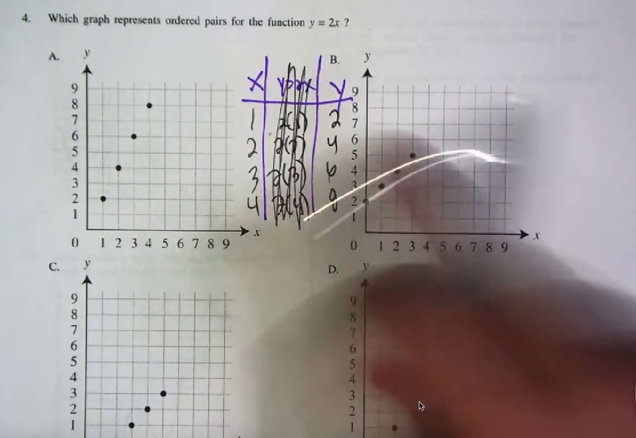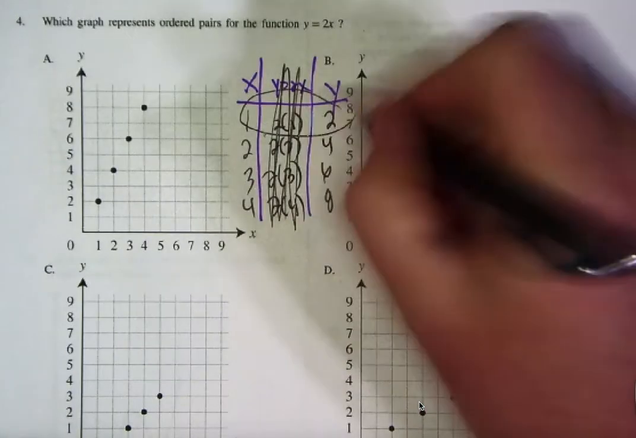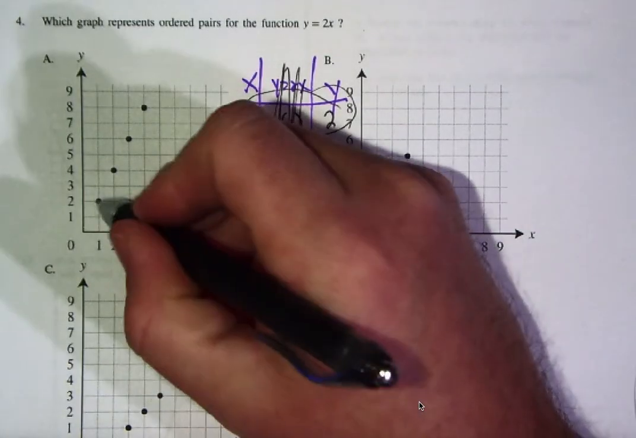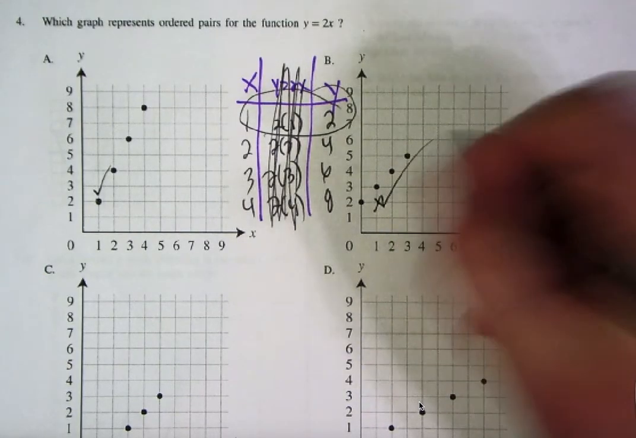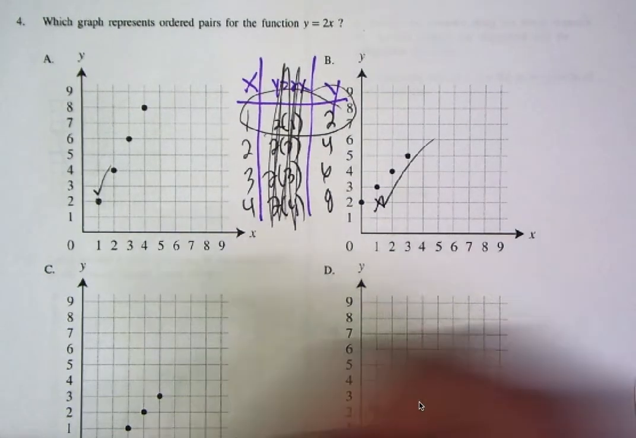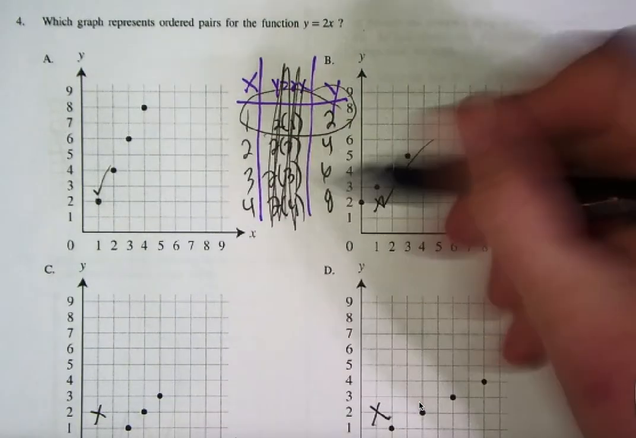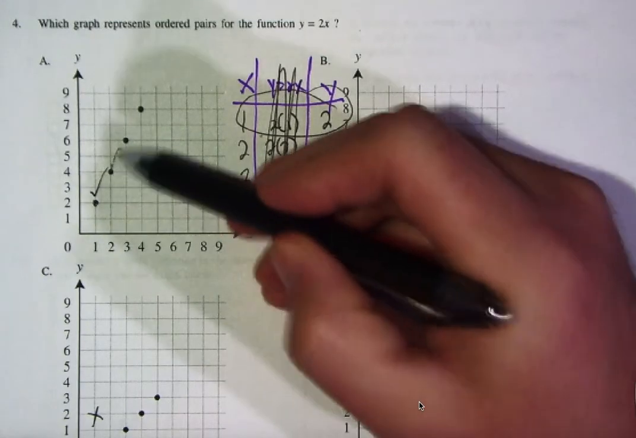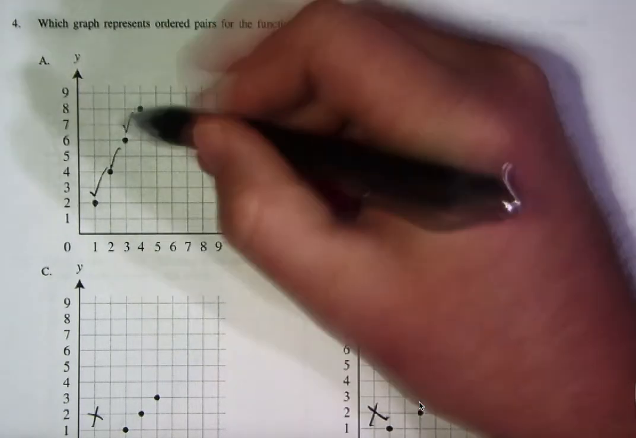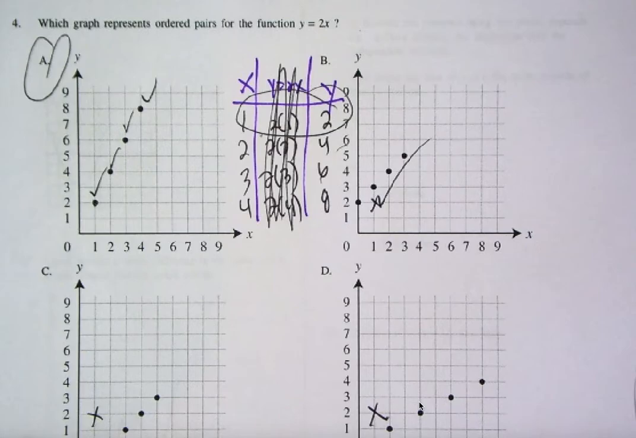So which of these graphs has all of these points? Well, let's take 1, 2, for example. Point 1, 2. This one has it. Let's check over here. Does this have it? 1, 2. Nope. This point? Nope. This point? Nope. We'll just follow up. It must be this one because 2, 4 is here, 3, 6 is here, and 4, 8 is there. So it must have been this one.